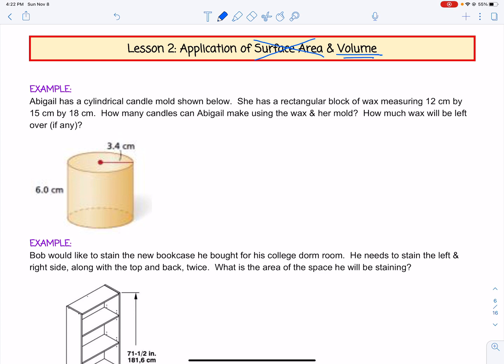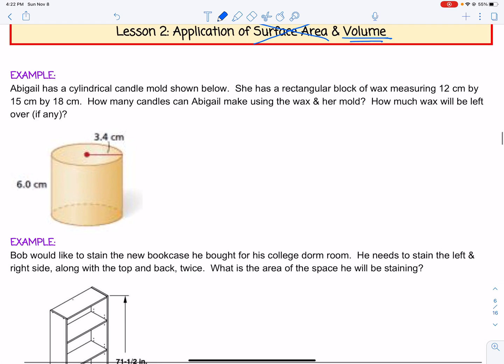So for the first example on volume, Abigail has a cylindrical candle mold shown below. She has a rectangular block of wax measuring 12 centimeters by 15 centimeters by 18 centimeters. How many candles can Abigail make using the wax and her mold? And how much wax will be left over, if any? A great question. So let's take a look.